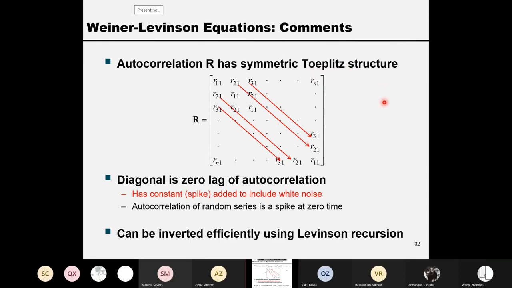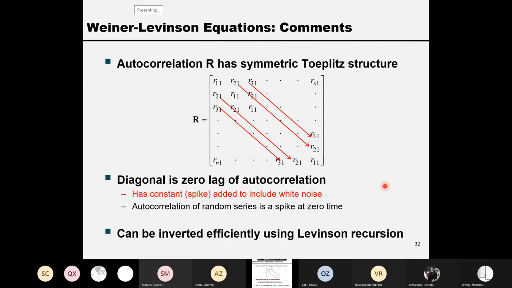Because it has such special properties, we can do the inverse of this matrix efficiently using the so-called Levinson recursion. Basically, you solve one, and then the recursive result gives the second subset of F. That's called the recursion formula, right?